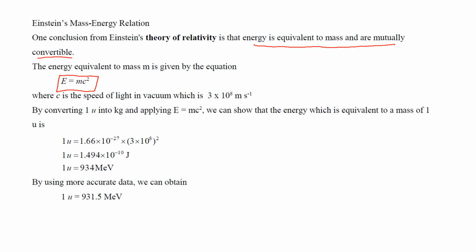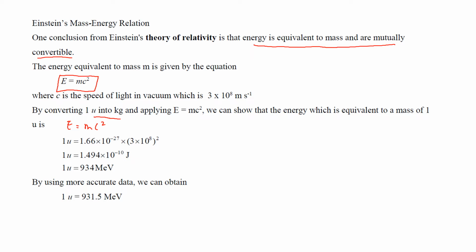By converting atomic mass number into kg and applying it in the equation E equals mc squared, we can show that the energy equivalent to a mass of 1 U is based on this equation: 1.66 times 10 power of negative 27 times the speed of light in vacuum, 3 times 10 power of 8, squared. So 1 U is equal to 1.494 times 10 power of negative 10 joule.